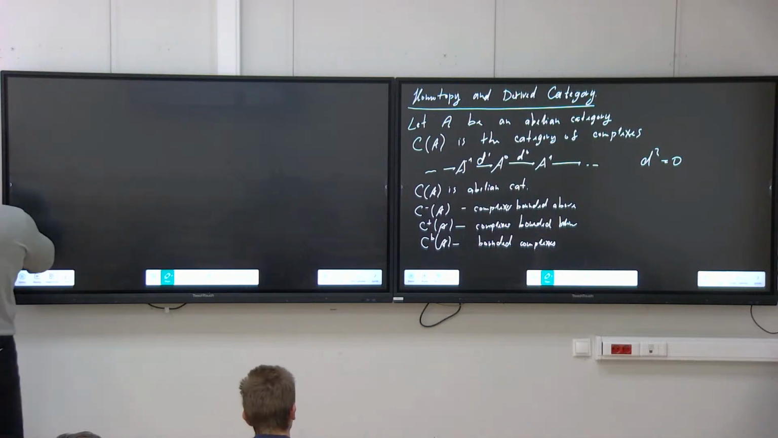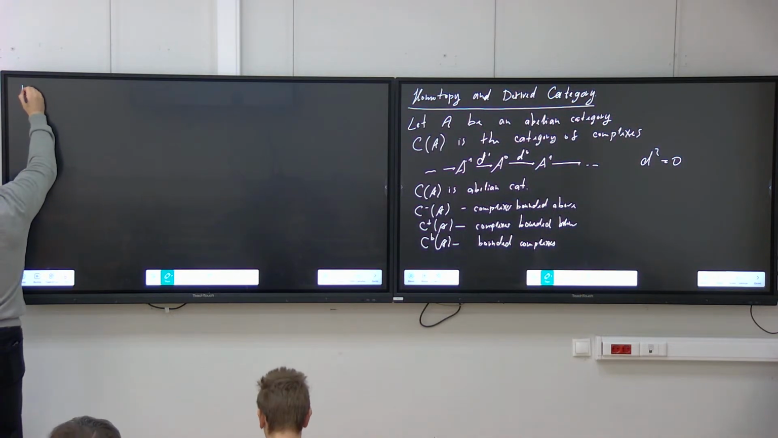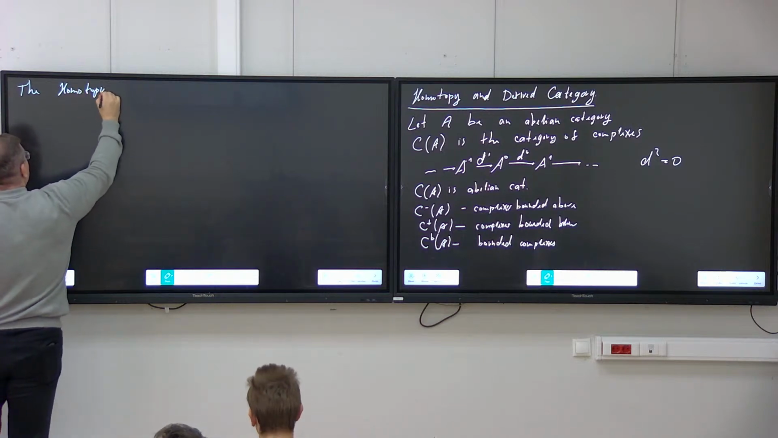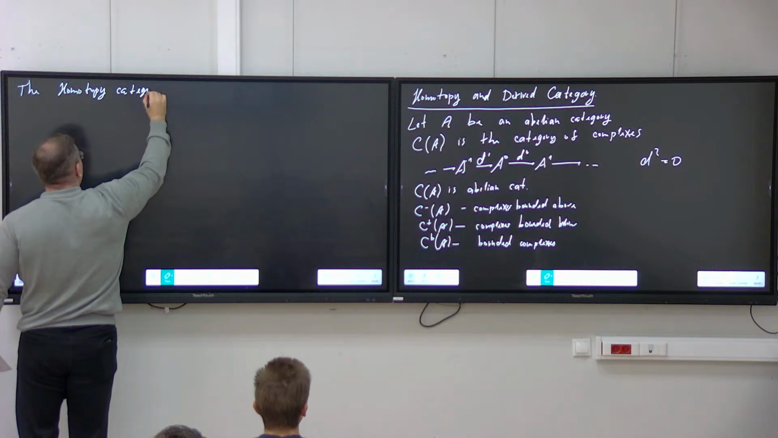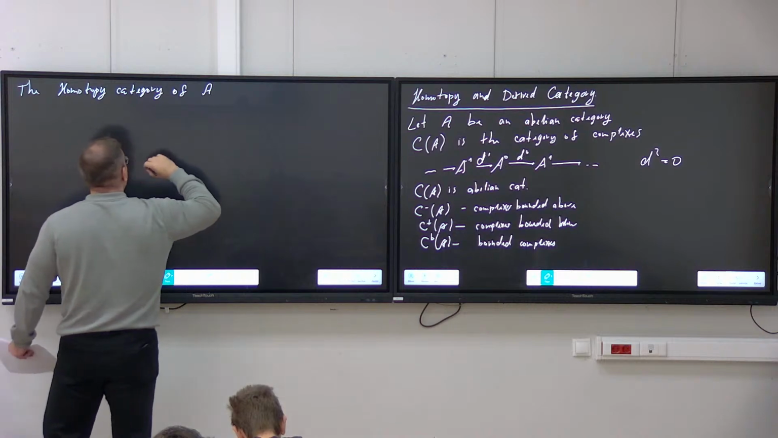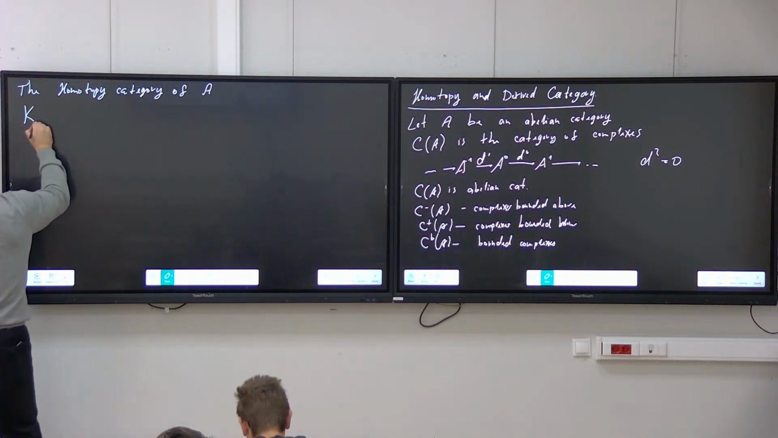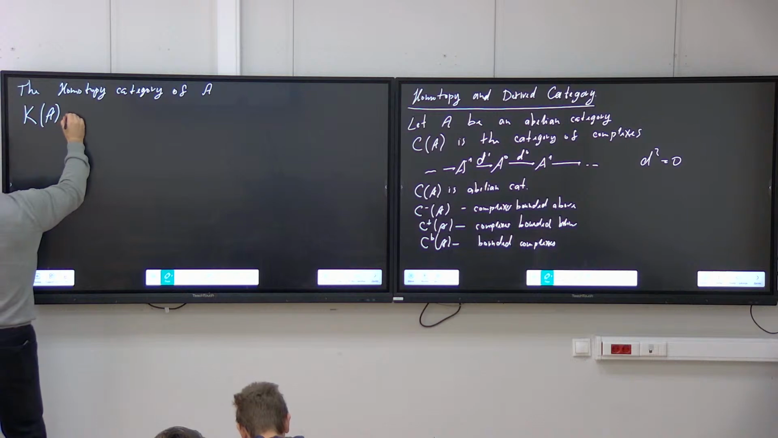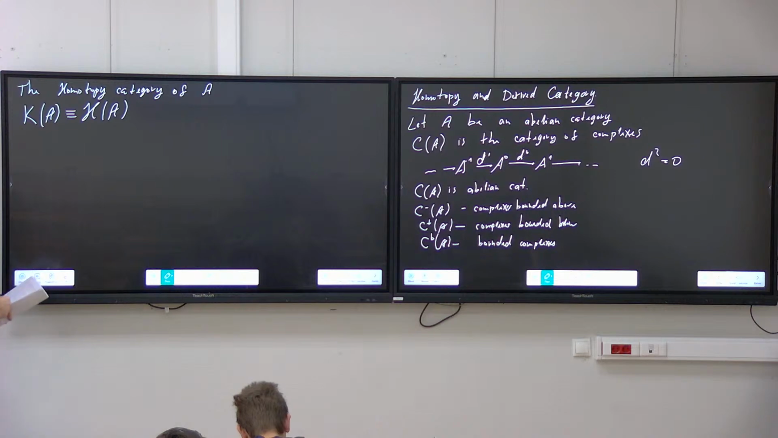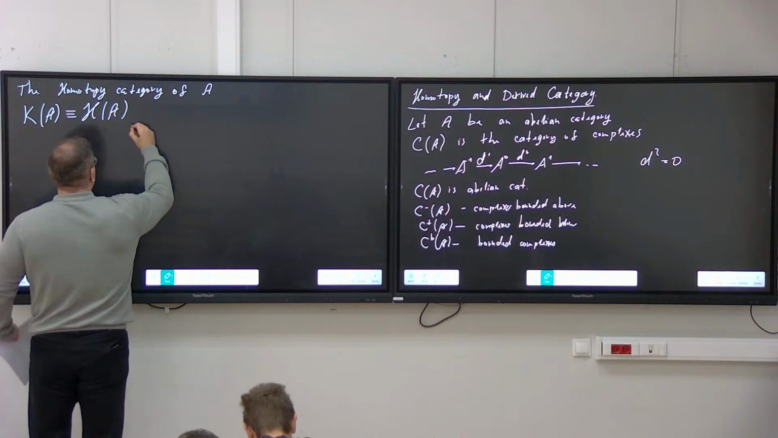For the homotopy category of A, there are two notations. The standard ones are K of A and H of A. I'm not completely sure, but I have a feeling that K of A is maybe from the German, maybe from the French, for the homotopy, and H is just for the homotopy of A. So what's the definition? The objects are the same.